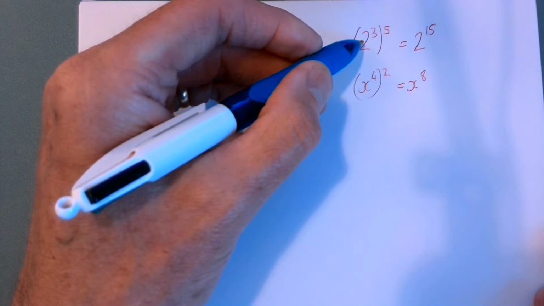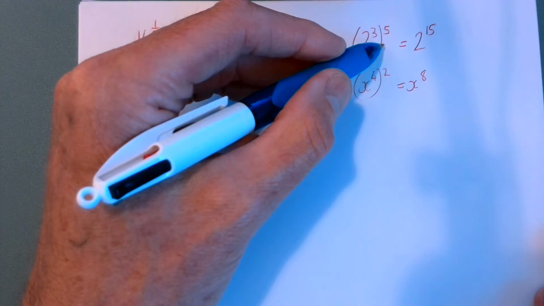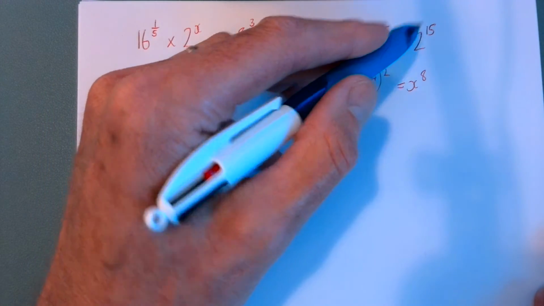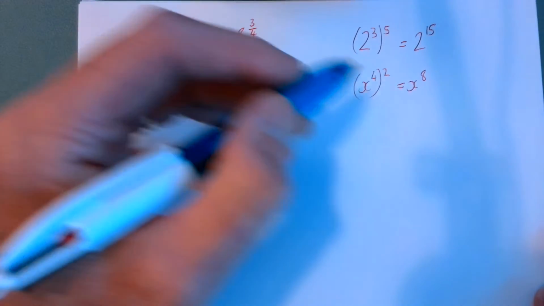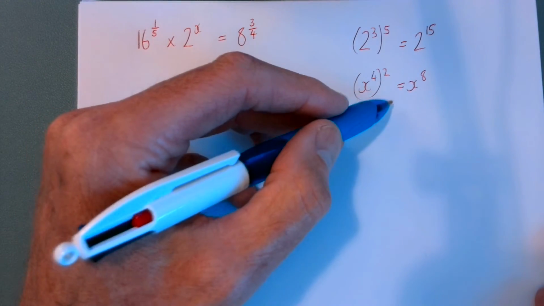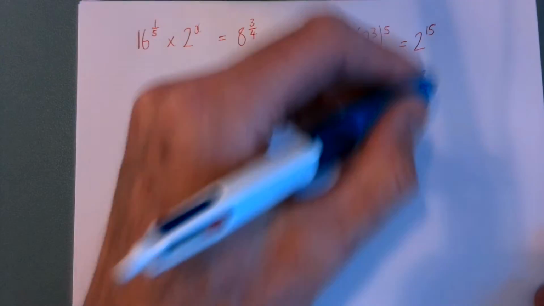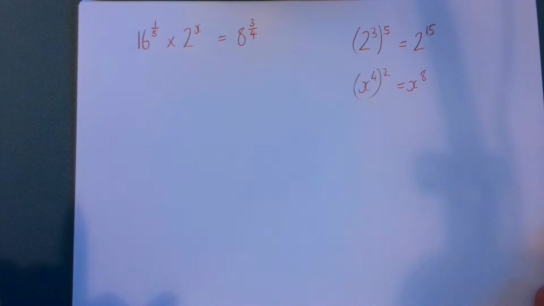Because this is 2 to the power of 3 times 2 to the power of 3 times 2 to the power of 3 times 2 to the power of 3 times 2 to the power of 3. If you add up all those 3's, you get 15. And this is x to the power of 4 times x to the power of 4, which gives you x to the power of 8. So that's the rule you need to bear in mind to answer this question.